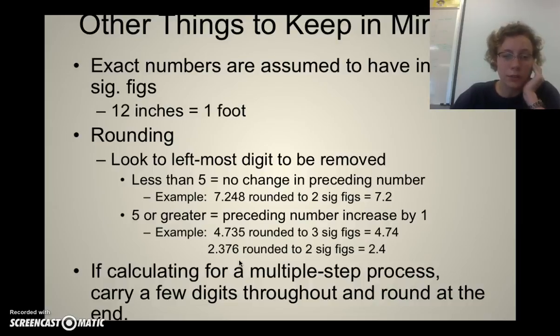Standard rounding rules. And then our last step is if we're calculating in a multiple step process, for example, when we get into dimensional analysis or the fence posts or the railroad tracks or factor label method, whatever name you know it by, when we get into multiple steps, you want to keep all of your digits or a couple of the digits throughout those calculations, and then you round at the very end.